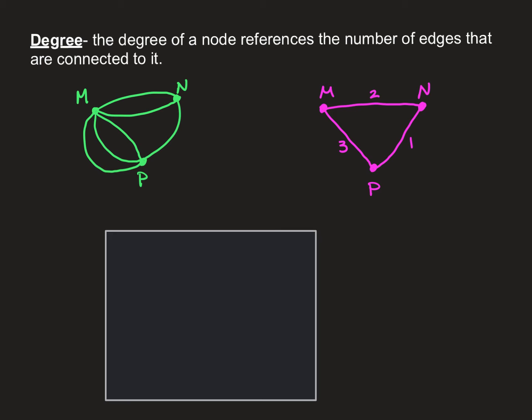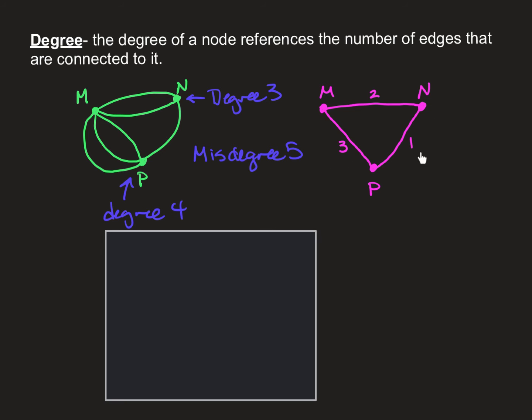Okay, the degree of a node references just the number of edges that are connected to it. So like in this case, M has 1, 2, 3, 4, 5. So M is degree 5. N here, this would be degree 3. And P would be degree 4. Literally, it's just the number of edges that are coming to it.